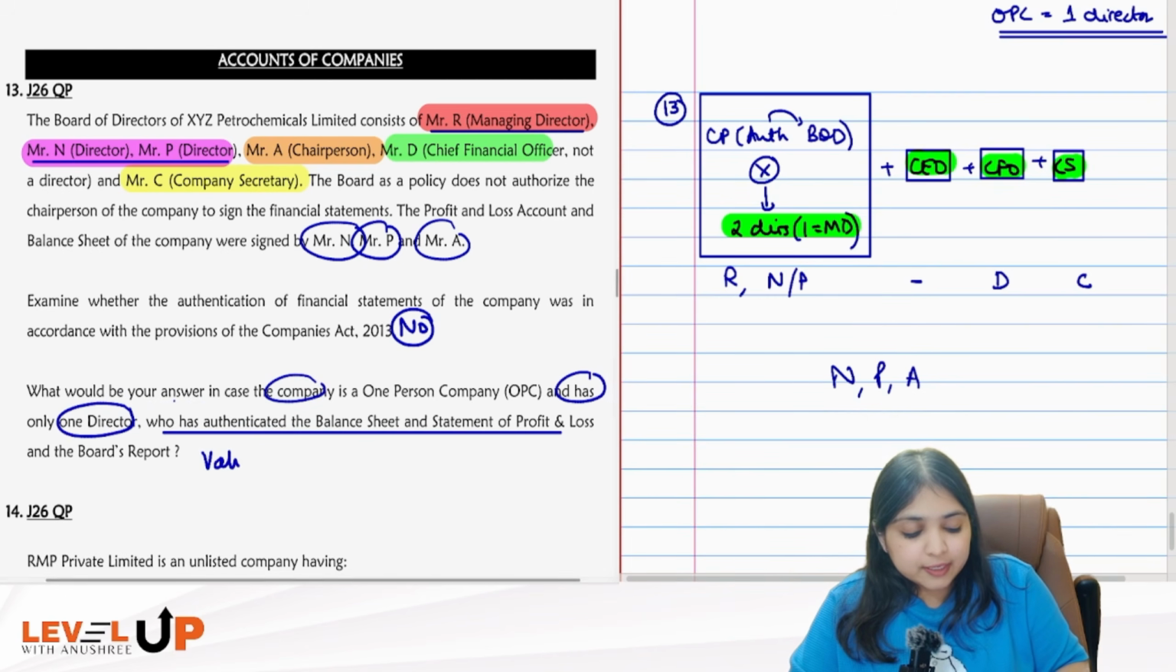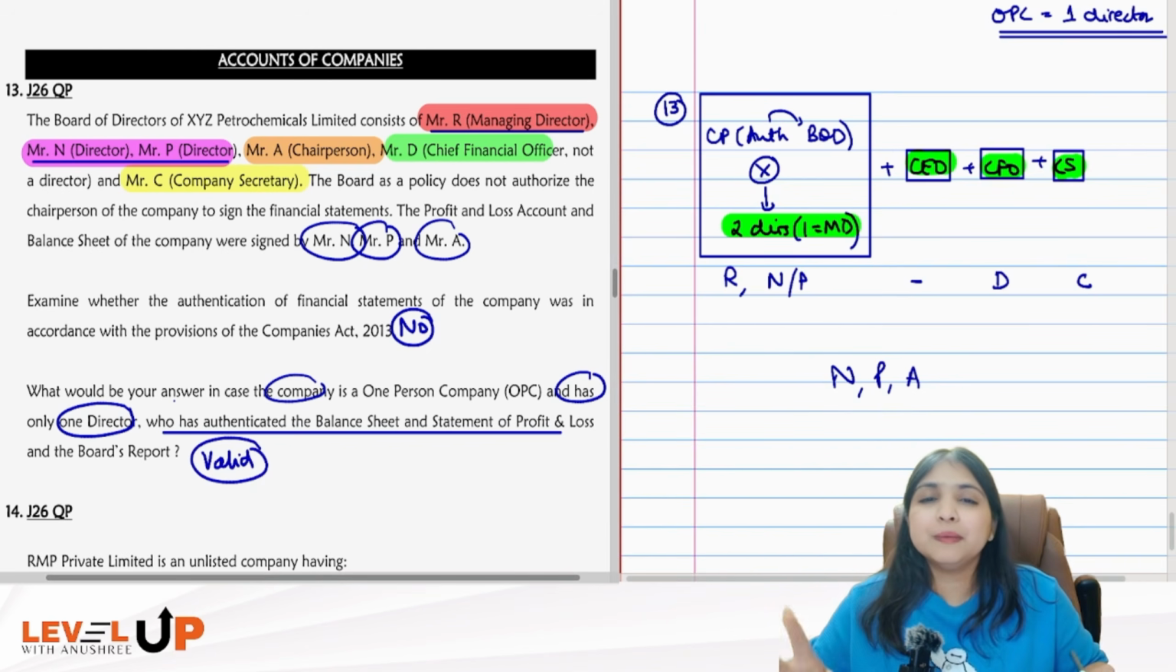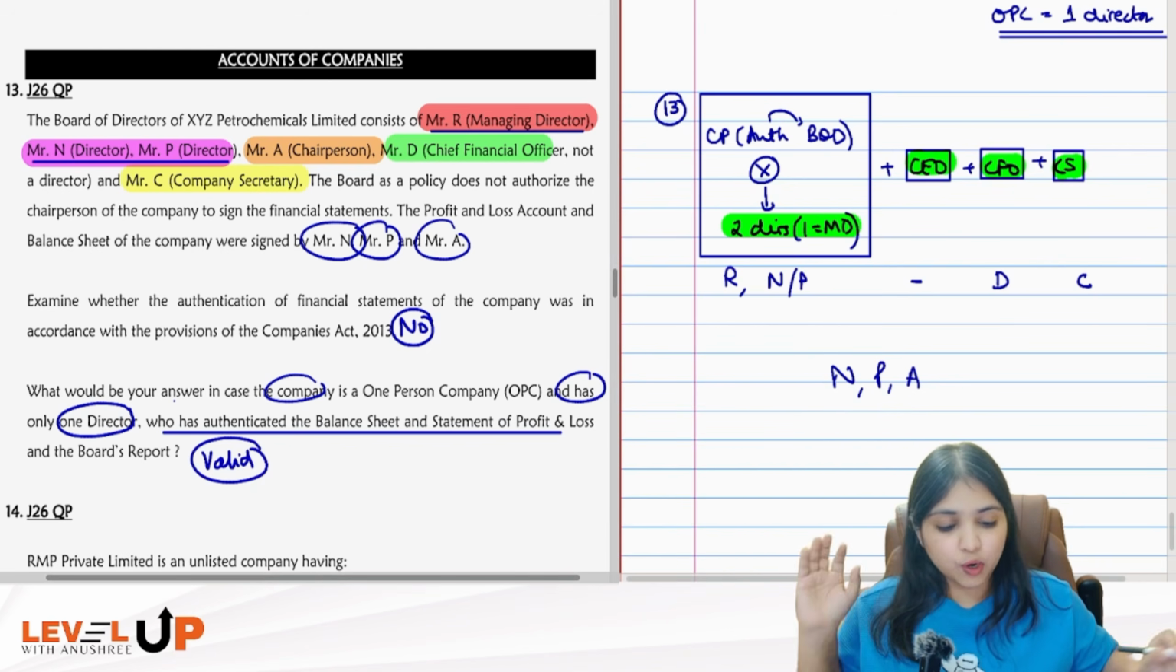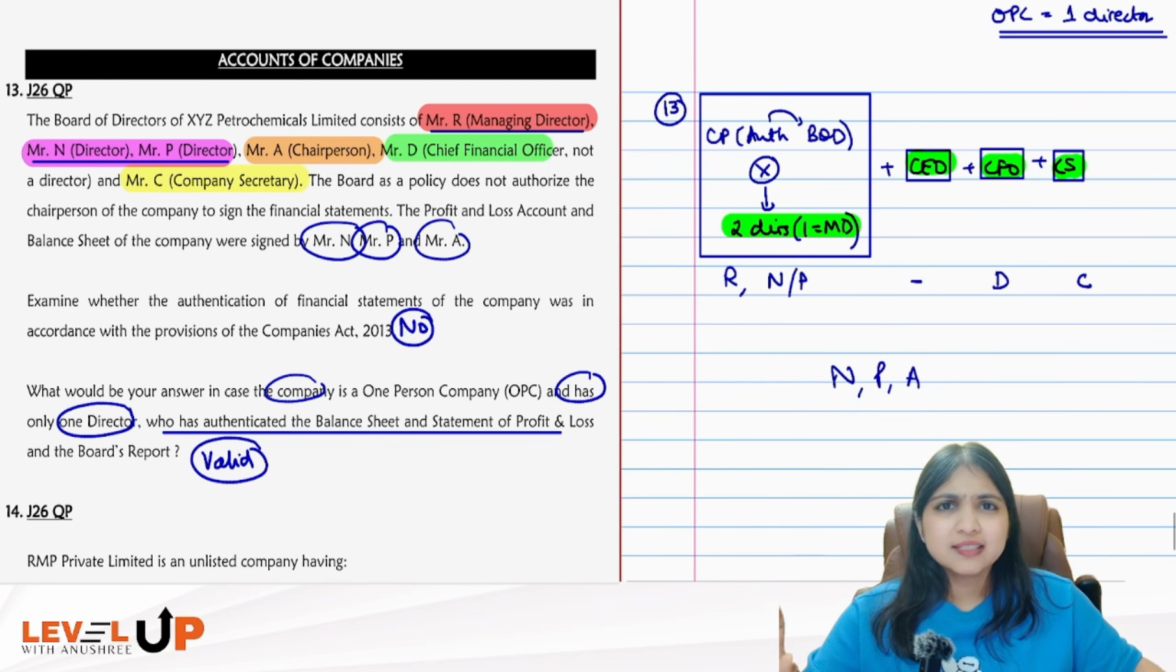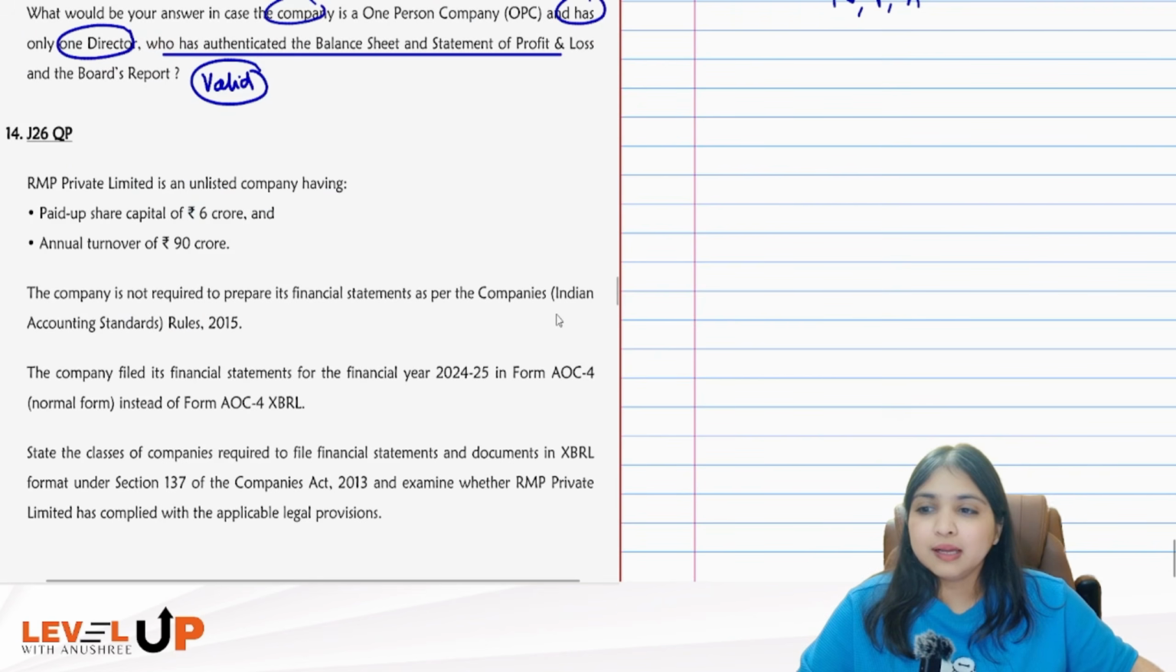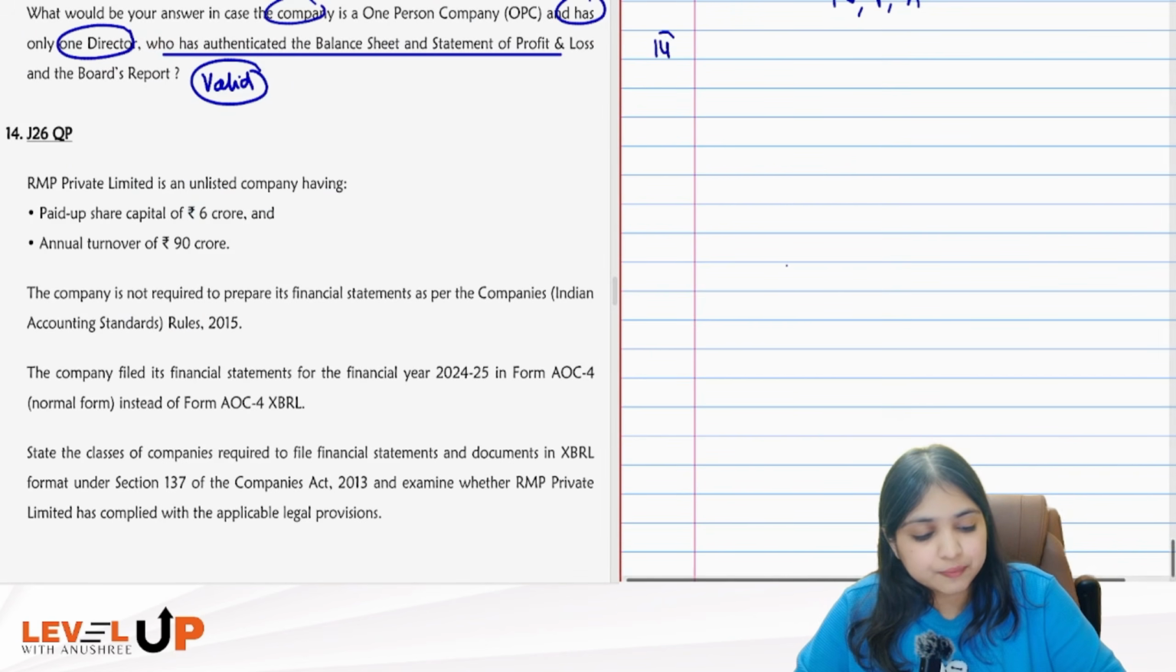Then it will be perfectly valid, because in a one-person company, only one director's authentication is required. Okay, so this was question number 13, targeting authentication, that is, signing of the financials. Alright, then come on guys, come to the next question, question number 14.